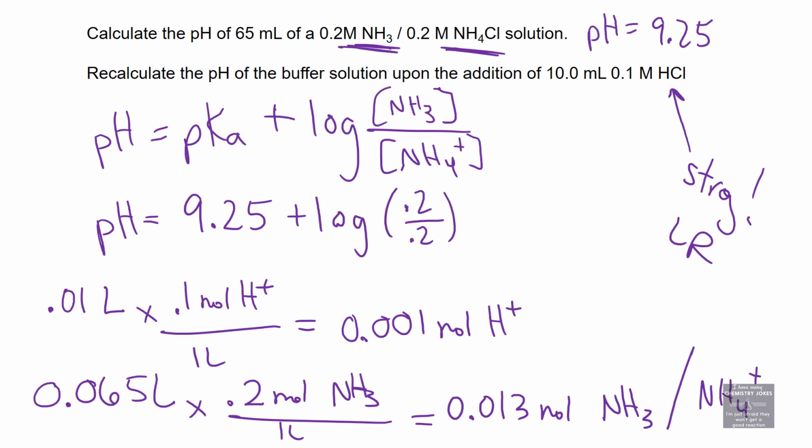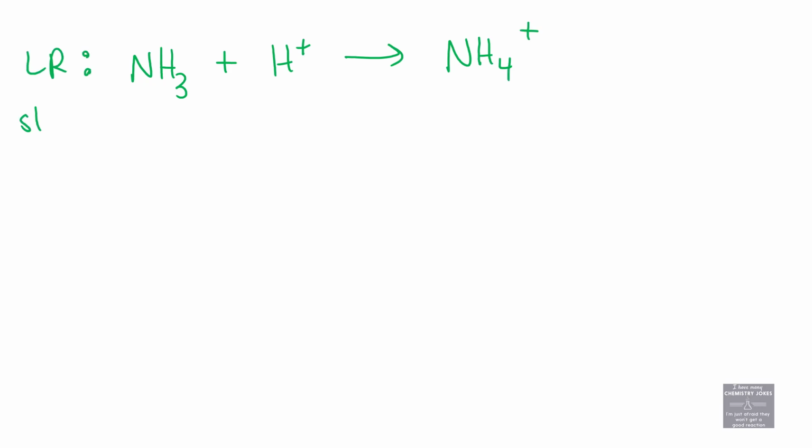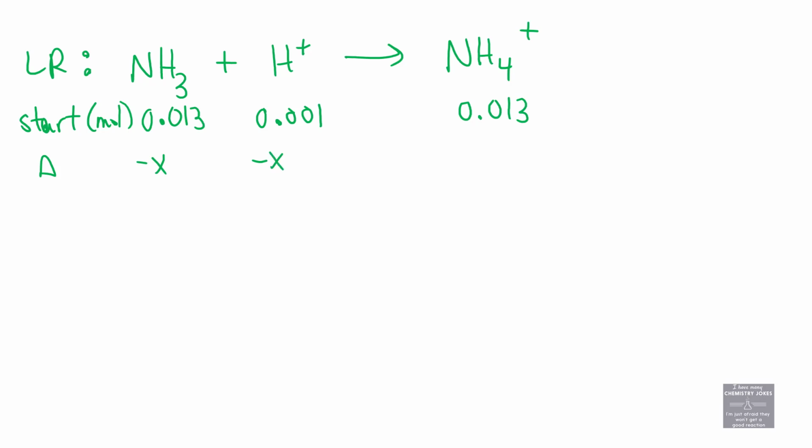We're adding strong acid, and strong acid reacts with the base of our buffer system. So our net ionic equation is going to be the base from our buffer reacting with the strong acid to make some extra NH4 plus in solution. Is there already some NH4 plus at the start of this reaction? Yes. There's 0.013 moles of this and 0.013 moles of that. And we add in 0.001 moles of H+. We're going to change by losing some of this and losing some of that and gaining some of this. X is going to be 0.001.